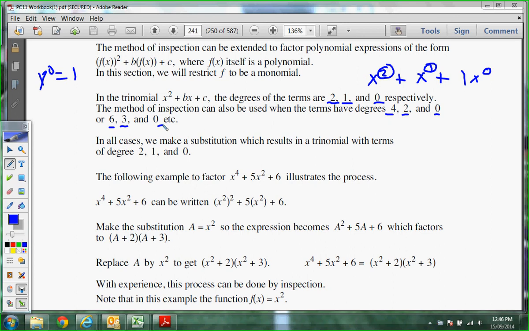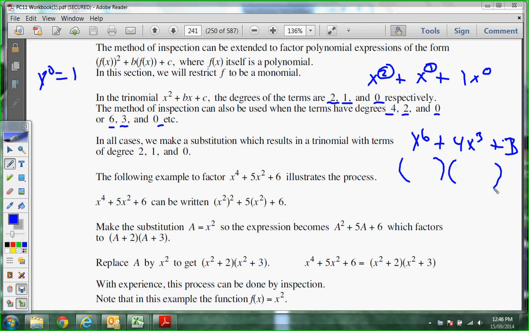So if I wanted you guys to factor, let's do an easy one here, x to the 6 plus 4x cubed plus 3. I could factor that by inspection. When you first look at that, and I guarantee this is going to happen to you, you're going to be, whoa, whoa, whoa, x to the 6. That is not going to be fun. But all you have to do is say, wait a second, 6, 3, 0. It follows the 2, 1, 0 pattern. So, what would this factor to?